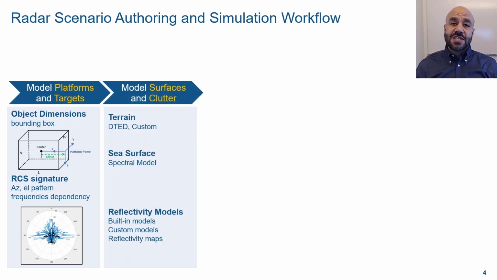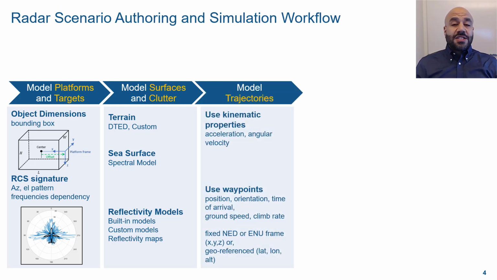Next is to model the surfaces and clutter, which we will see in more detail in the future slides. In summary, we will be able to model the land surfaces and the sea surfaces, and assign radar reflectivity models to these surfaces to generate surface returns in our scenario. Next is to model the trajectories. For the trajectories, you have two different options: either using kinematic properties like angular velocity and acceleration, or waypoints in northing and easting coordinates, x, y, and z, or the georeferenced coordinates, latitude, longitude, and altitude.